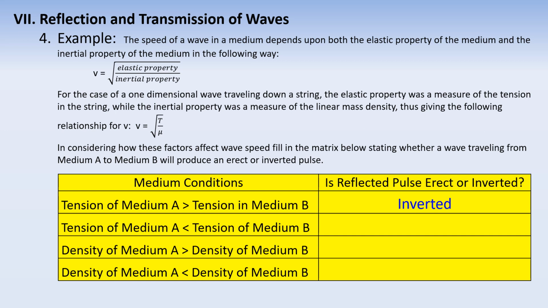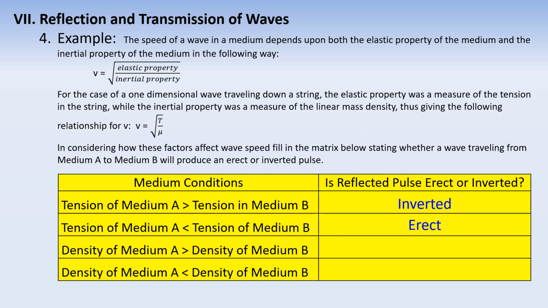Likewise, if we do the opposite, if the tension in A is less than in B, so that the wave will speed up upon entering the new medium, in that case there will be no phase change upon reflection. In the last 2 parts of this question, we're asked to make a comment on density.